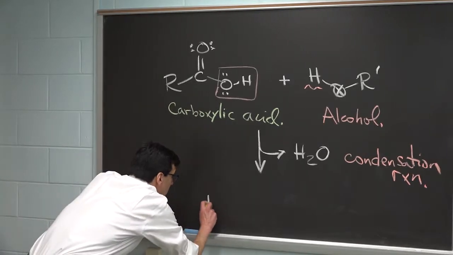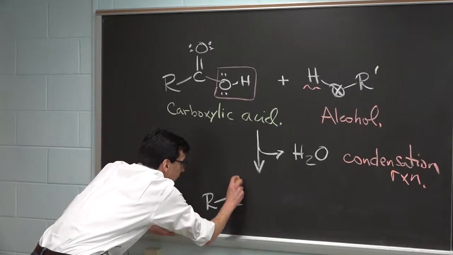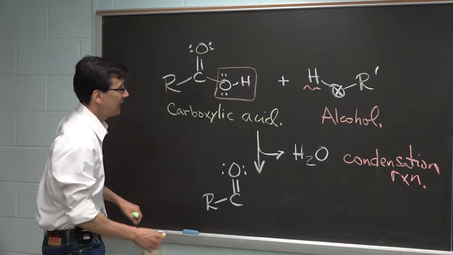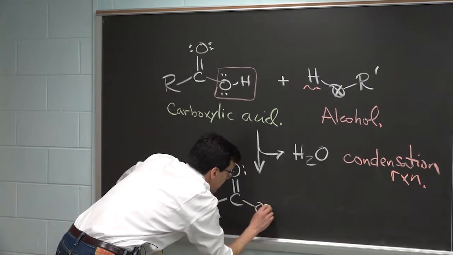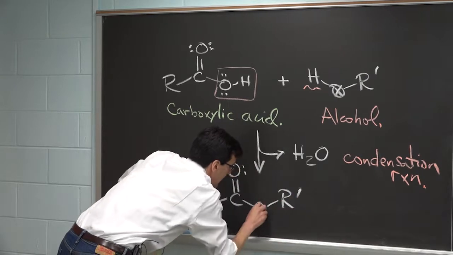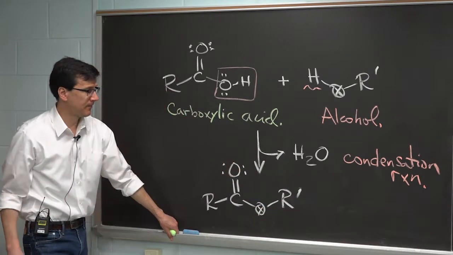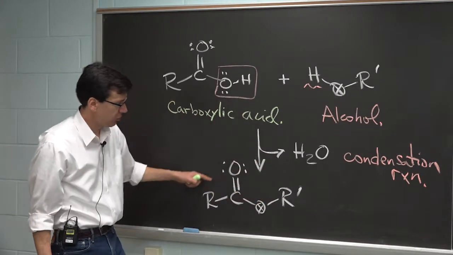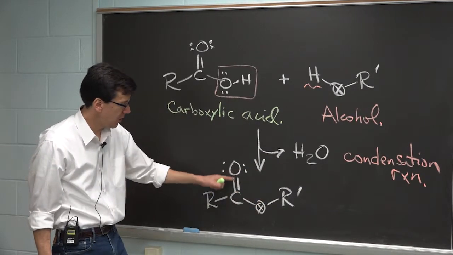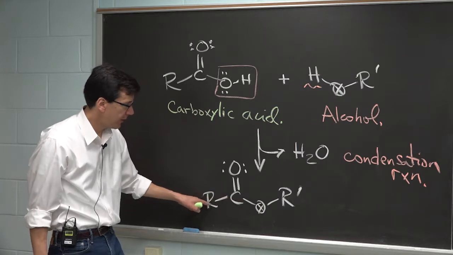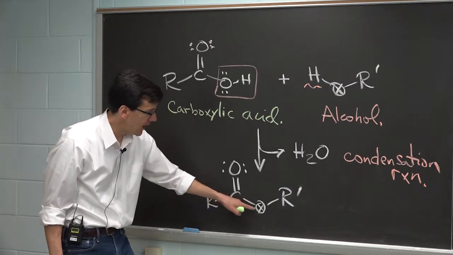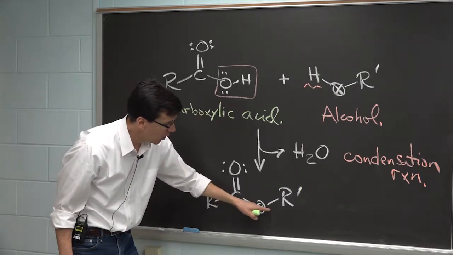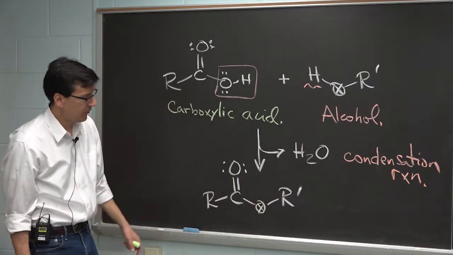Well, the product would be one like this. So here is the part that came from the carboxylic acid, and then over here is the part that came from the alcohol. And do you know what this type of functional group is called? So you've got a carbonyl with an R group on one side, and on the other side, not an OH like you had in a carboxylic acid, but an R prime type of group.